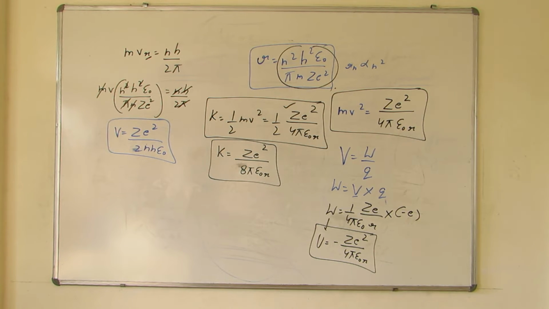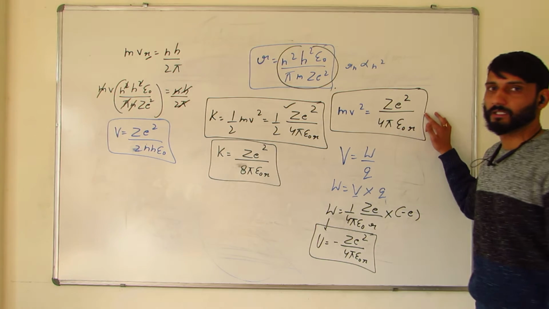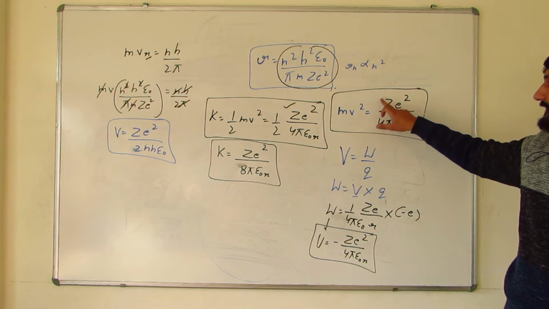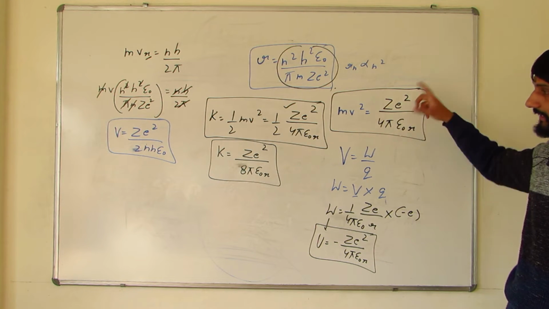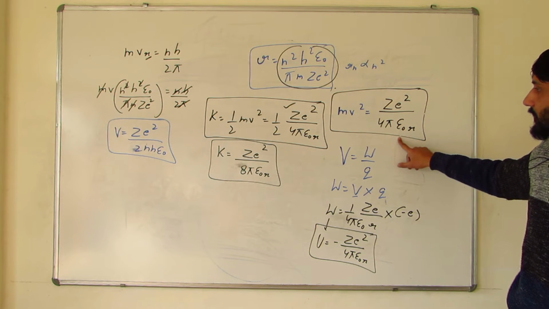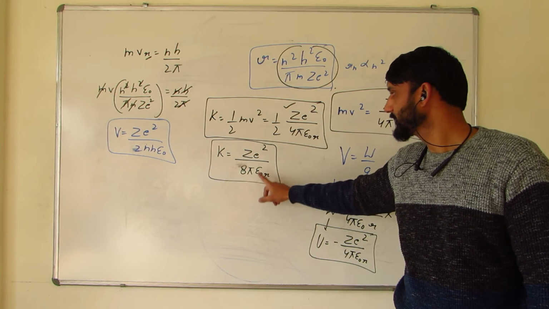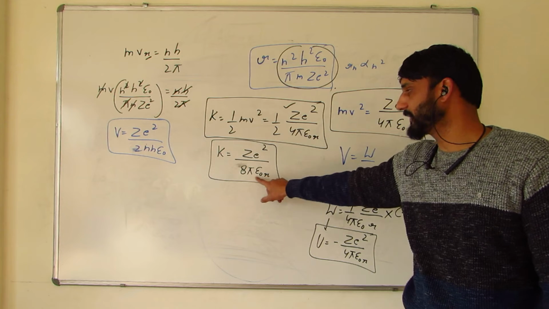Now coming to the energy of the electrons moving in the orbit. If you remember this equation I told you earlier, mv square equals z square upon 4 pi epsilon naught r. We had done this previously. You can check the previous video also. So now if I multiply it by half, this will become kinetic energy. So half, 4 into 2, 8 pi epsilon naught.